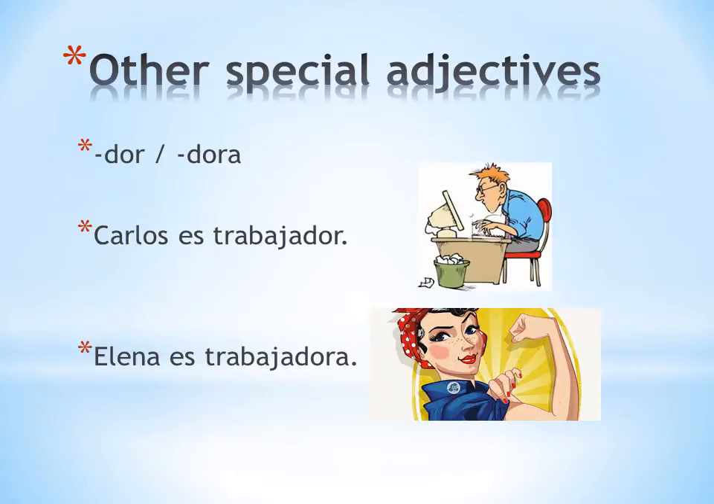One other kind of adjective that doesn't follow the usual pattern of masculine adjectives ending in O and feminine ending in A is adjectives that end in DOR. For these adjectives, we leave the adjective as is for masculine. For example, trabajador. Carlos es trabajador. And we add an A to the end of the adjective for the feminine form. Elena es trabajadora.